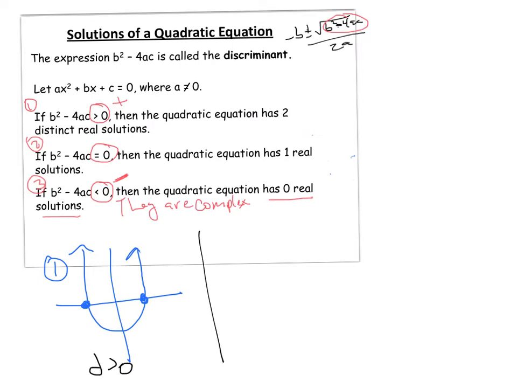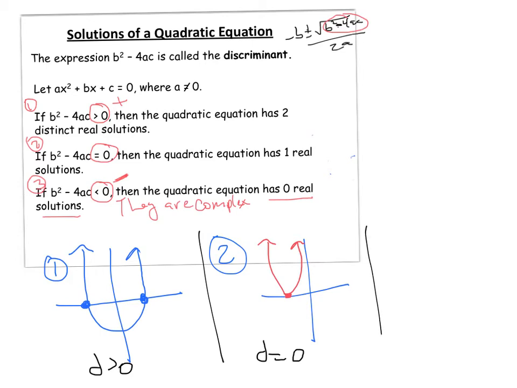Okay? The second situation, we're dealing with one real solution. So the actual vertex is on the x-axis, and that's what I was talking about before. So we had negative b over 2a when we plugged in 0. Well, that is the x in the vertex, which is on the x-axis in this situation. So this is when d is equal to 0.